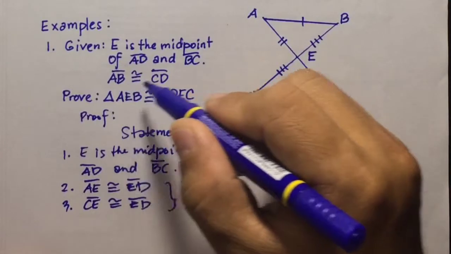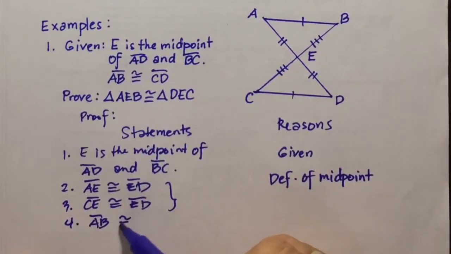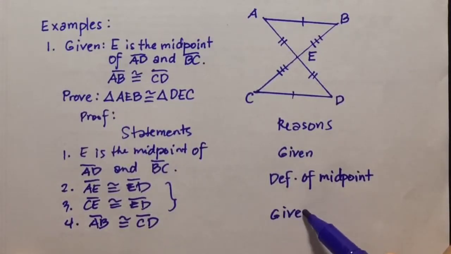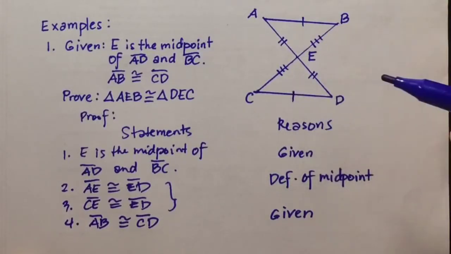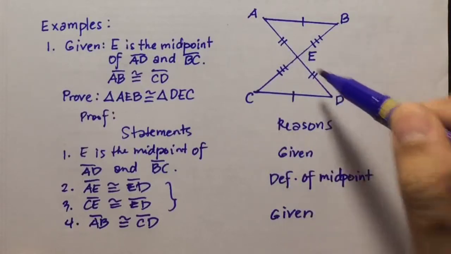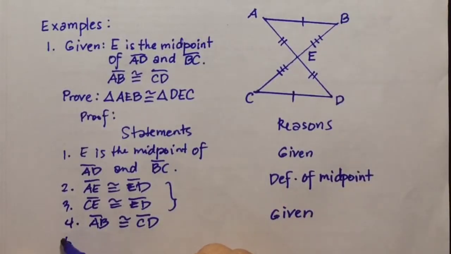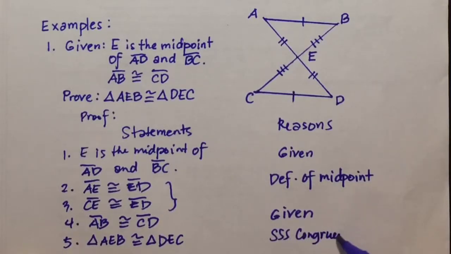Then the second given here is that line segment AB is congruent to line segment CD. This is given. And so since there are three pairs of corresponding sides congruent, we can say that triangle AEB is congruent to triangle DEC using the SSS Congruence Postulate.